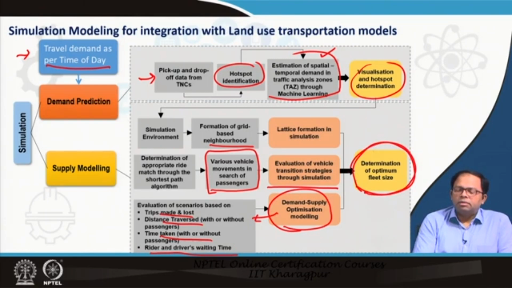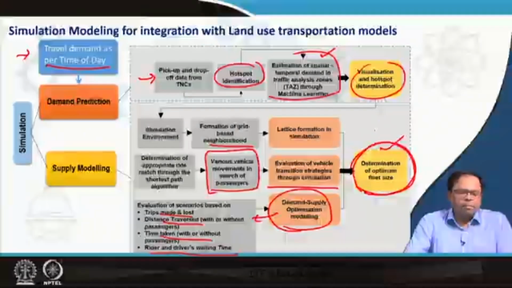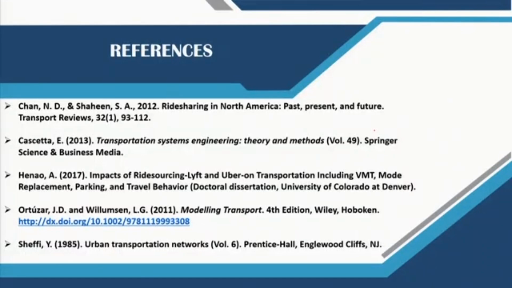This fleet size eventually helps us determine what the waiting time for passengers would be, and also the cost for passengers to some extent. That actually helps us determine mode choice and eventual link assignment. So these are some of the references you can study.